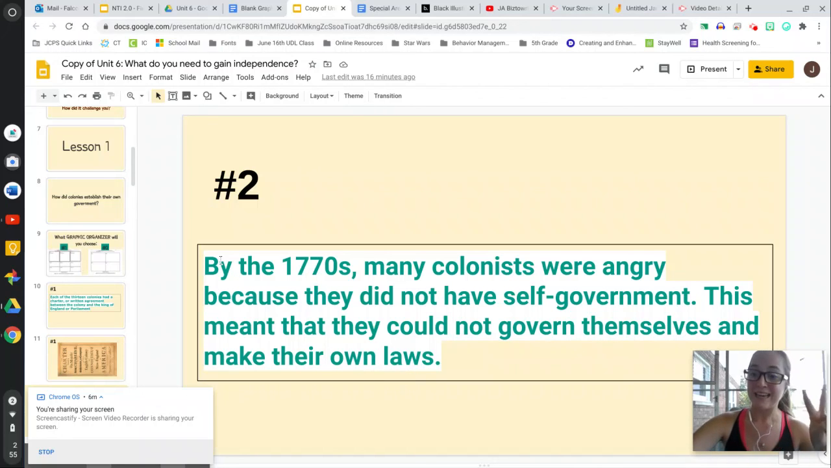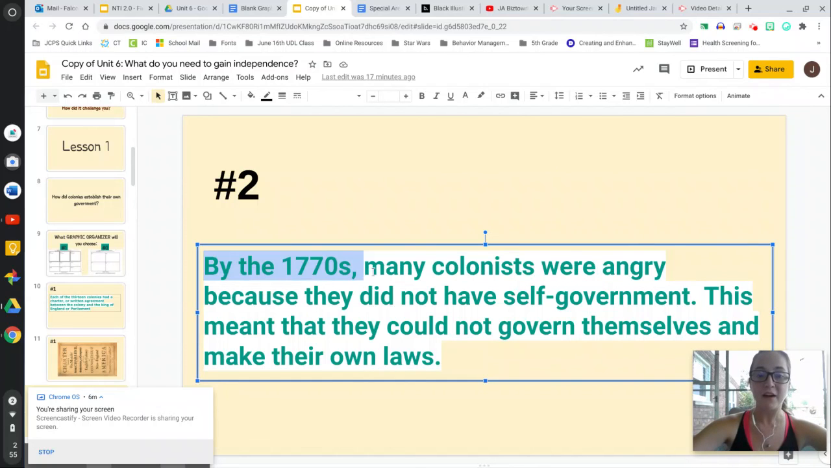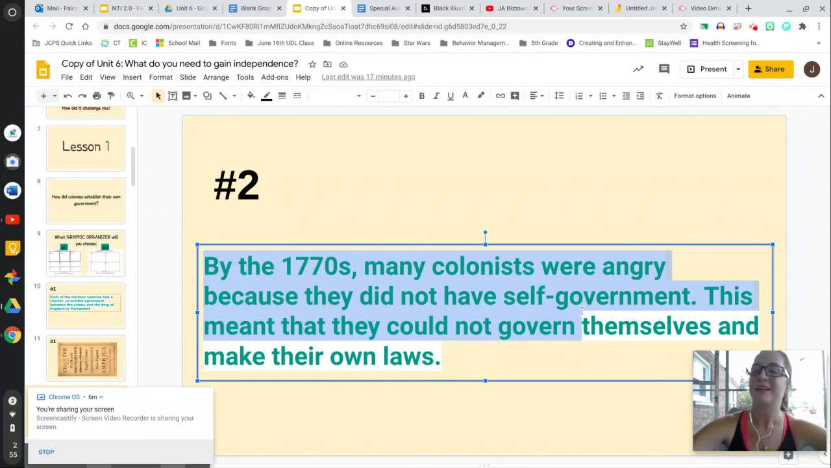All right, let's read it a second time. By the 1700s, many colonists were angry because they did not have self-government. This meant that they could not govern themselves and make their own laws.